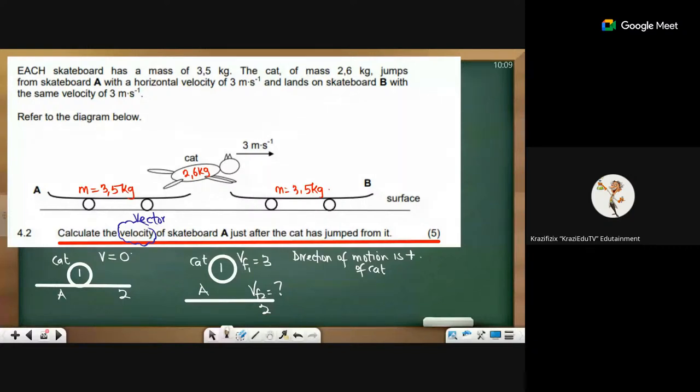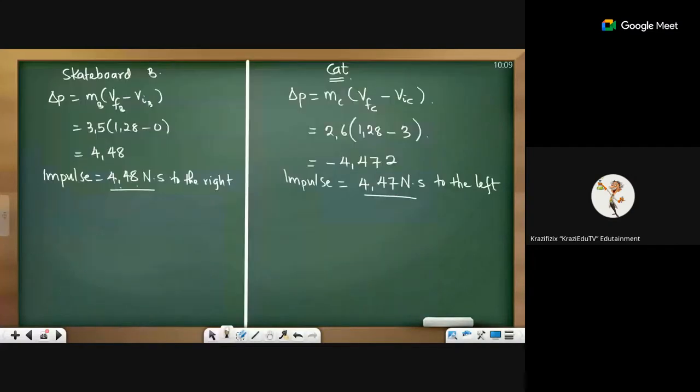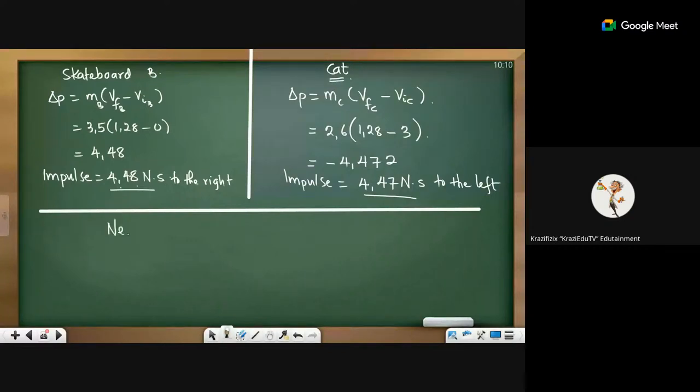Okay, good. Guys, do you see what we did in the last part? Our answers, 4.48, 4.47. This is just a bit of calculation, the values they gave, but we now believe that the impulse of the skateboard and the cat are the same, but opposite in what direction? This is further explaining Newton's what? Third law of motion. We are now saying equal forces, equal time, opposite what? Direction. Did this make sense, guys?